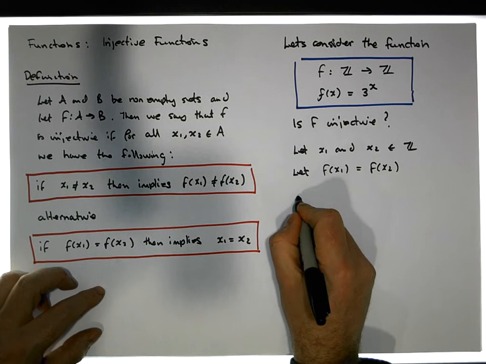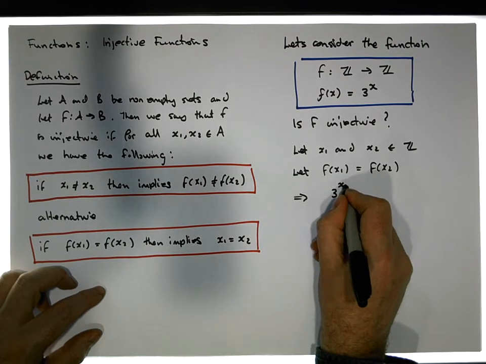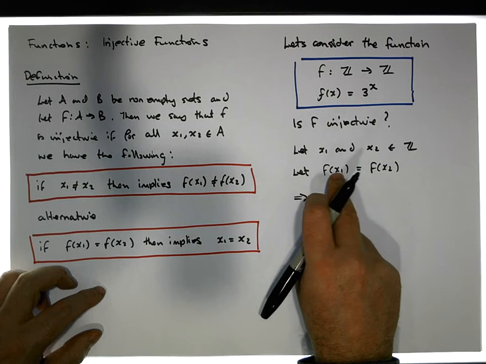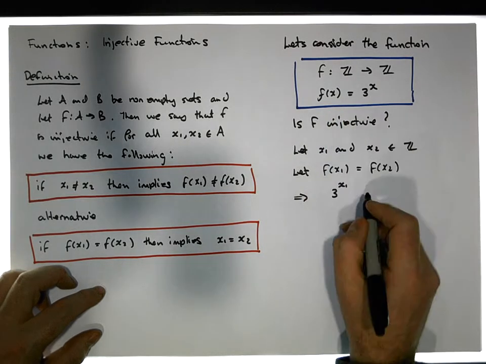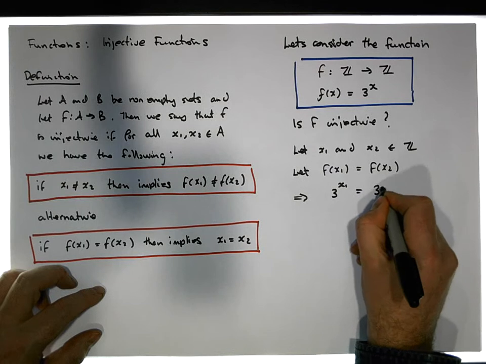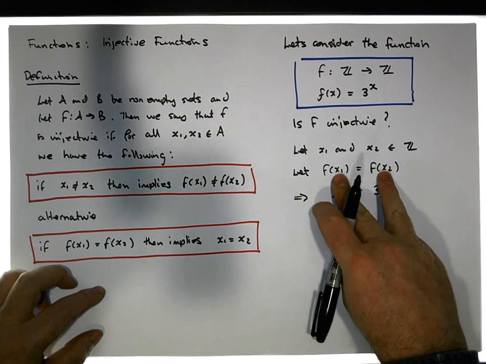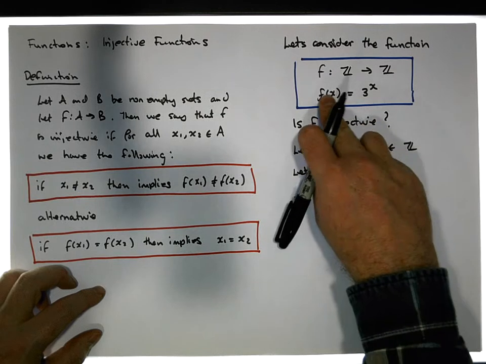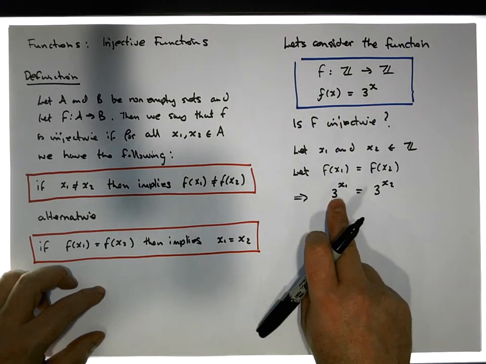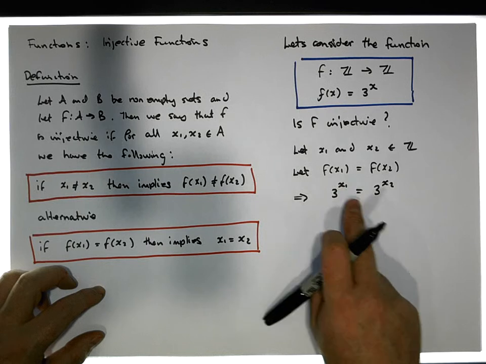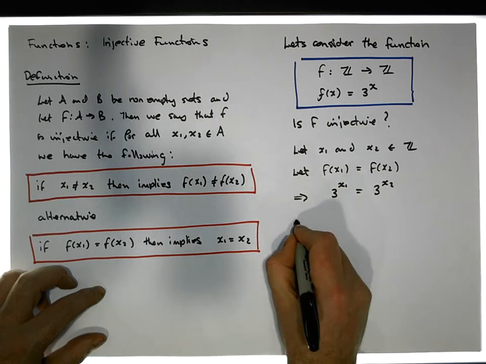Well, what does that imply? That implies that 3 to the power of x1, because that's where x1 will be mapped to under this function, must be equal to 3 to the power of x2. So that's an implication of us mapping x1 and x2 under f to their range values. Within the range, the actual values that are mapped to are 3 to the power of x1 and 3 to the power of x2. Well, now, what does this imply?